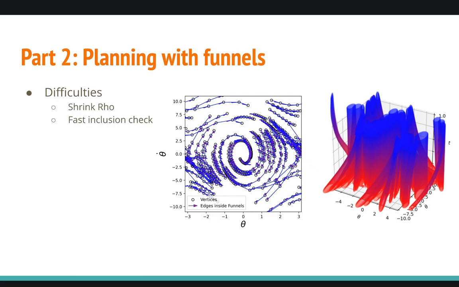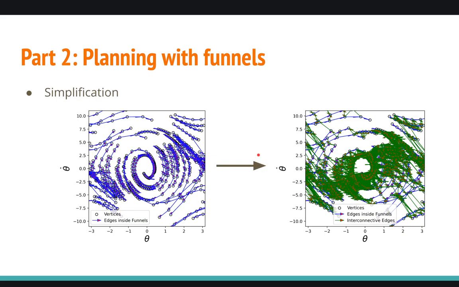The next is how to plan with these funnels, because new starting and ending points are not necessarily inside these trajectories. There are mainly two difficulties here. One is how to dynamically shrink the size of the funnels, and how to quickly check whether a funnel contains a given point. So for the purpose of the demonstration, one assumption made here is if point A is inside the ellipse of point B, then the movement from point A to point B is assumed to be doable.